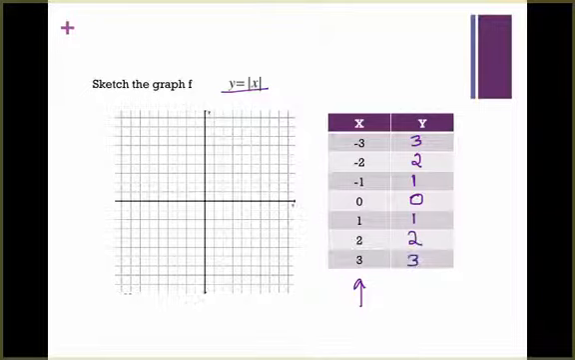Now what we're going to do is take a minute and plot those points. So let's look at negative 3, 3. We'll put a dot there. Negative 2, 2. Negative 1, 1. 0, 0. 1, 1. 2, 2. And 3, 3. So what we should see then is that our graph appears to look like a V. So if we connect our points, our graph is going to look like that. And that is what the graph of y equals the absolute value of x looks like.